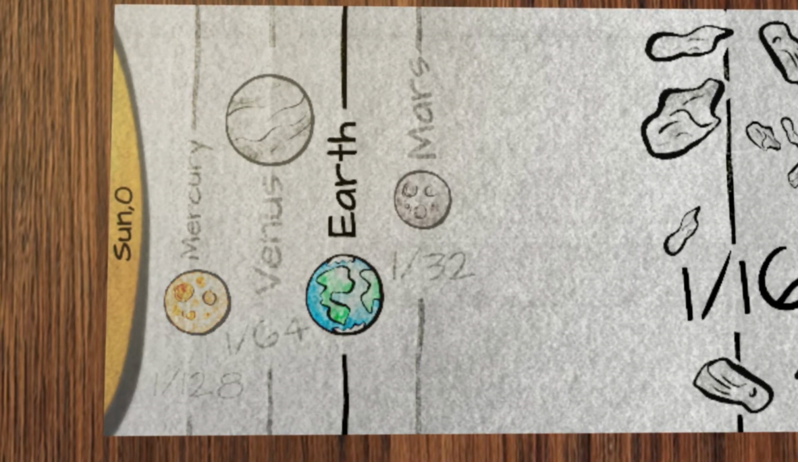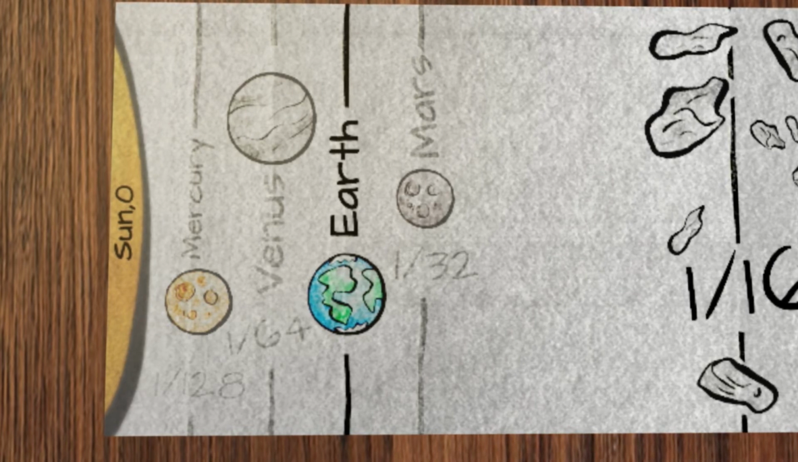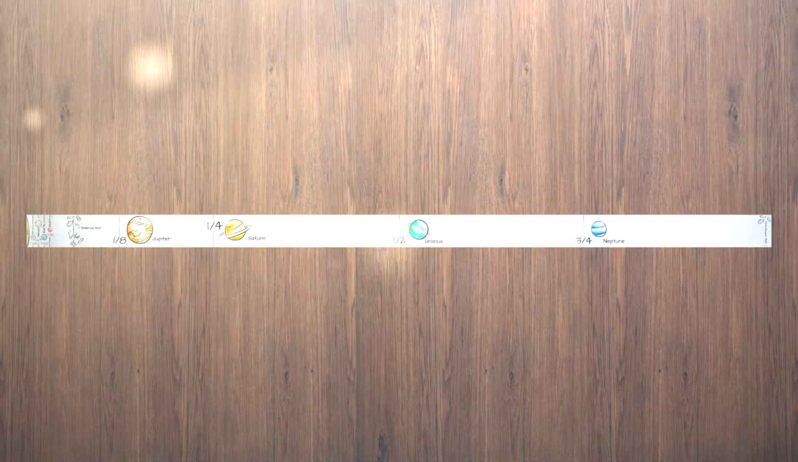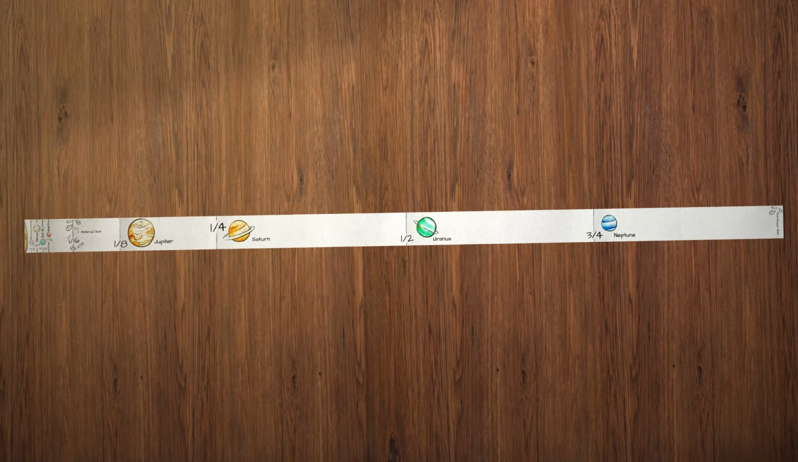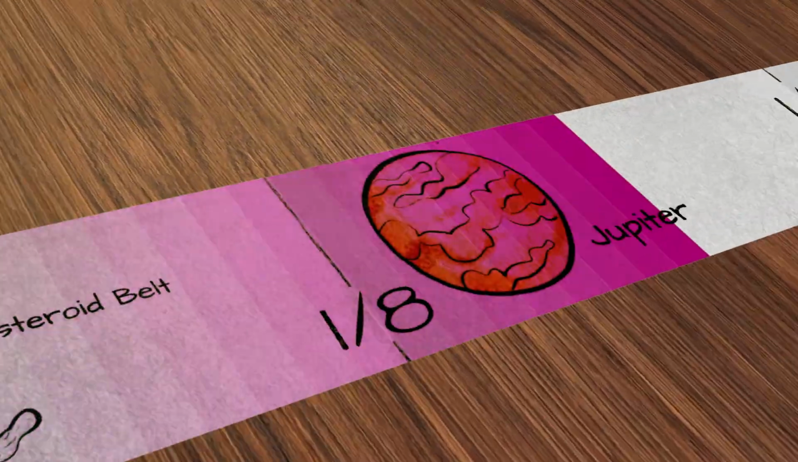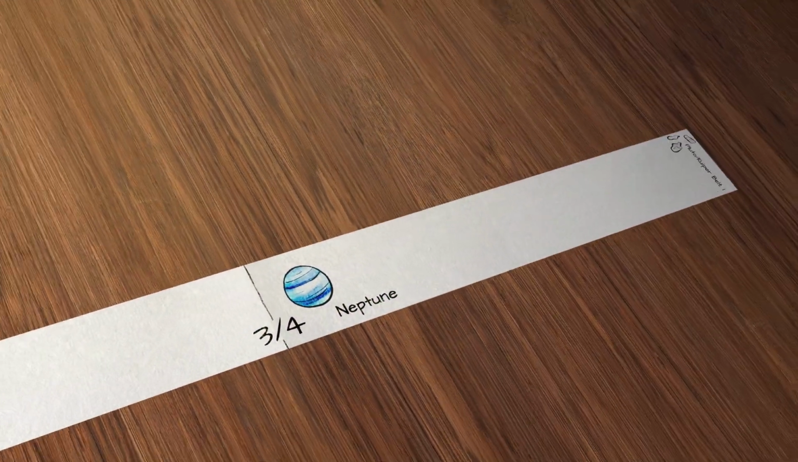And that particular line for Earth is placed at 3/128. That seems a little weird. That's understandable. It can seem a little strange. But if we divide the scroll into 128 sections, we can make a little sense of all these different fractions.